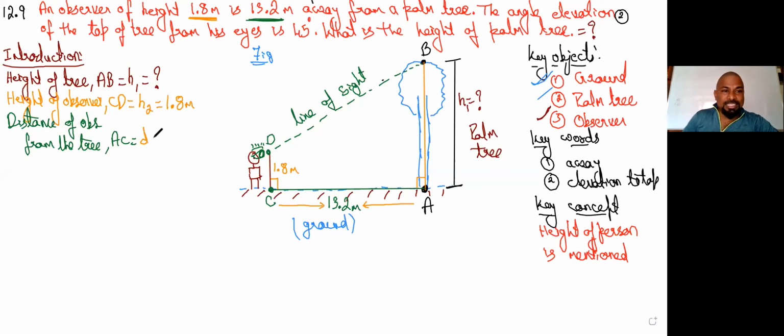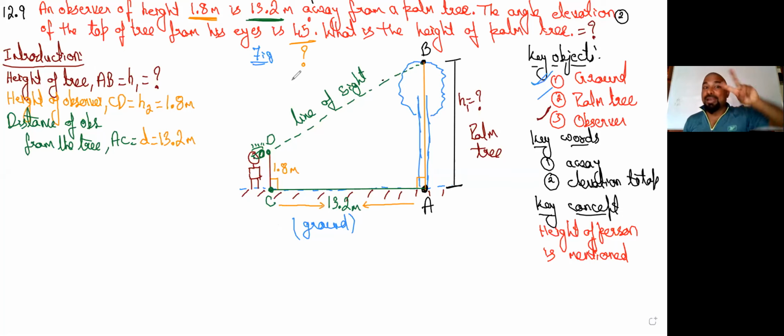So I like to call it D, and it is 13.2 meters. Yes, everything is set, right? The ground is set, the palm tree is set, and the observer is set. Okay, now let us talk about the angle. How much is the angle he has given? He has given the angle as 45 degrees, but that is the basic thing, right?